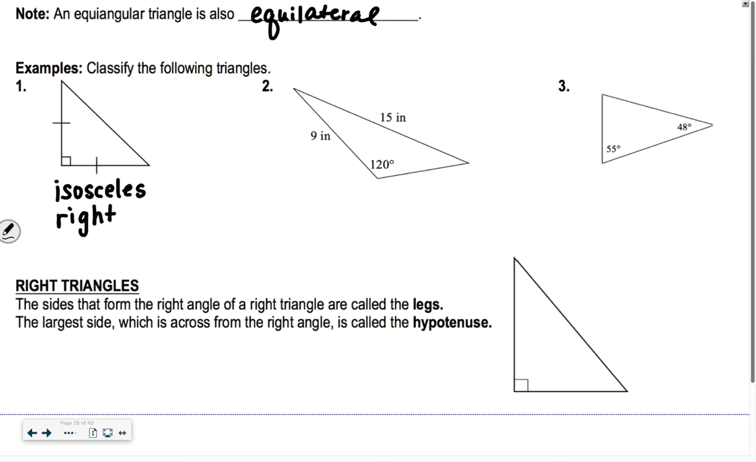All right, so the next one, it's going to be obtuse. I heard that one. And we don't really know. I'm going to guess scalene since there's no markings that say it's the same, right? All right, this next one, I have 55 and I have 48. So let's figure out what that last angle is just to make sure. If I take 55 plus 48 and subtract from 180, I end up getting 77. Yeah, so it's scalene and it's acute.